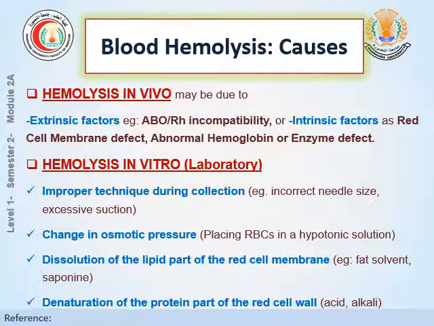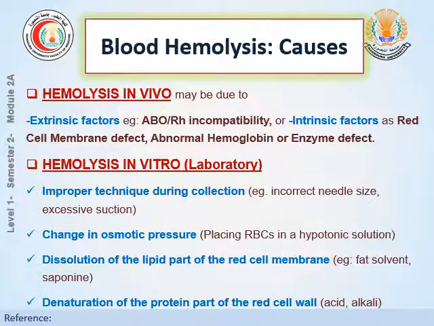Causes of blood hemolysis. Hemolysis in vivo, which may be due to extrinsic factors, ABO-Rh incompatibility, or intrinsic factors such as red cell membrane defect, abnormal hemoglobin, or enzyme defect. Hemolysis in vitro, in the lab: number 1, improper technique during collection, incorrect needle size, excessive suction.